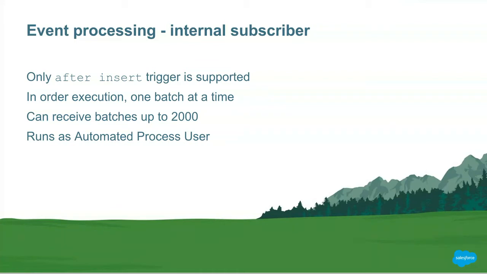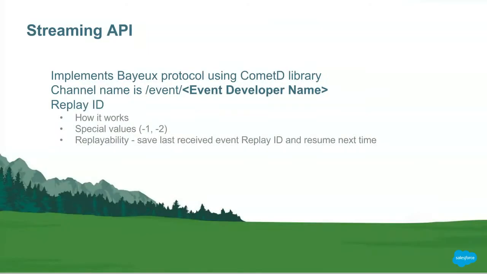And they run as automated process user, which is a special user that we have in all orgs. In the future, this is another forward-looking statement, we plan to allow you to customize some of these settings, so you can limit the batch sizes, or maybe allow concurrent execution or run as another user. But these are the defaults that we went with right now.